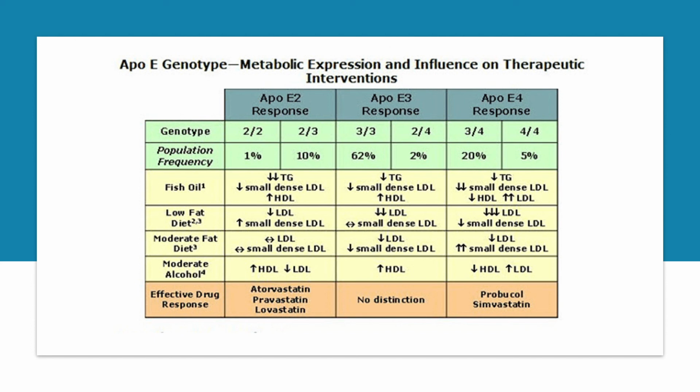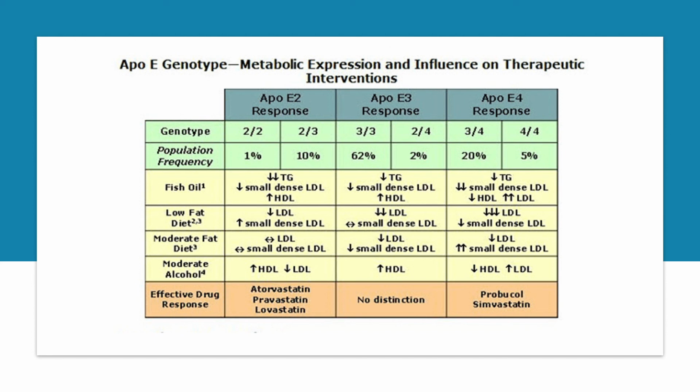That means that an E2 who eats a low-fat diet won't have that much effect on their LDL. But if an ApoE4 responder does eat a low-fat diet, it'll drastically reduce their LDL. It'll even decrease their small, dense LDL. Now look at an E2. With a low-fat diet, it's going to put them at risk. It's going to increase the small, dense LDL. So an E2 responder, a fast fat metabolizer, should not be eating a low-fat diet.